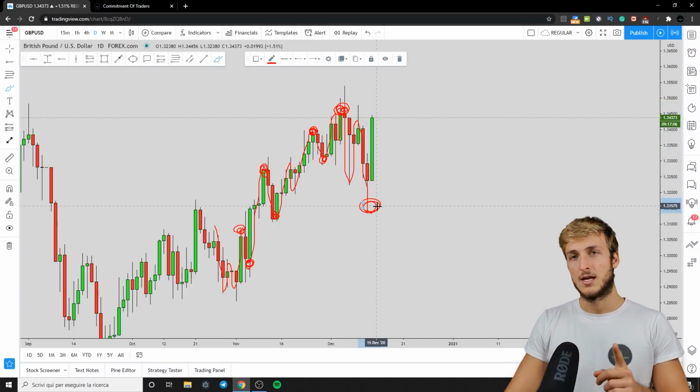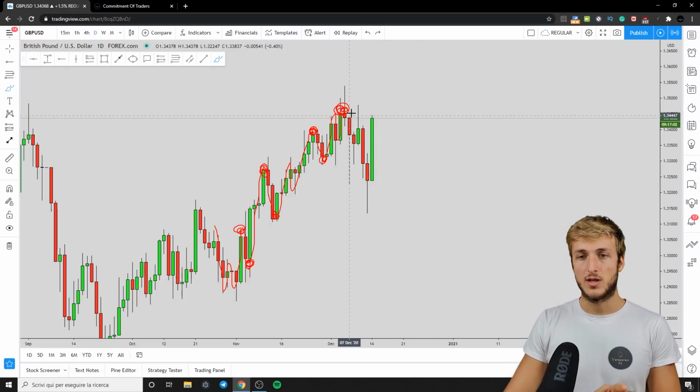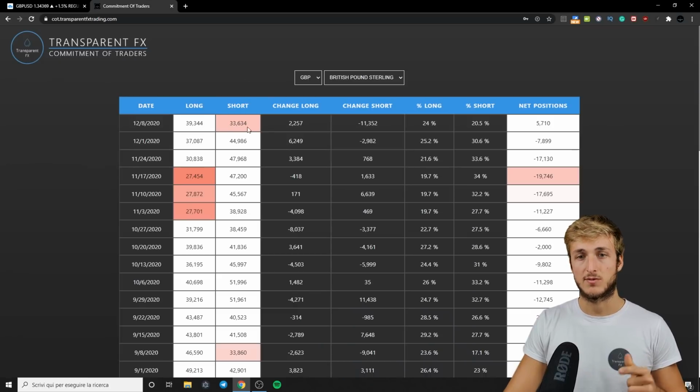And then we had this move to the downside, impulse, correction, continuation for the creation of a lower low. Now, at this point, there is a very important consideration to make. In creating this move to the downside, if we go and see what was happening from a COT perspective, we will see that longs were getting added.